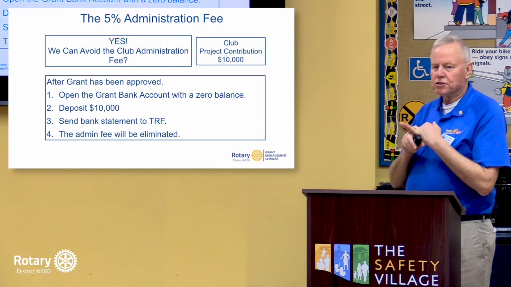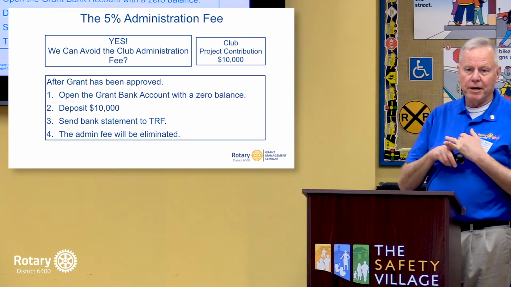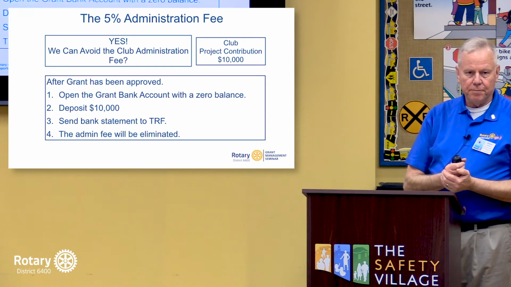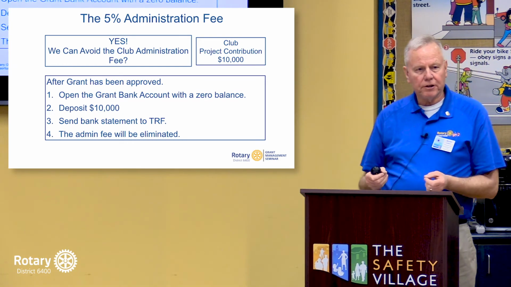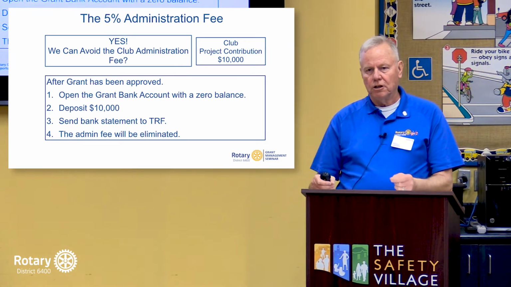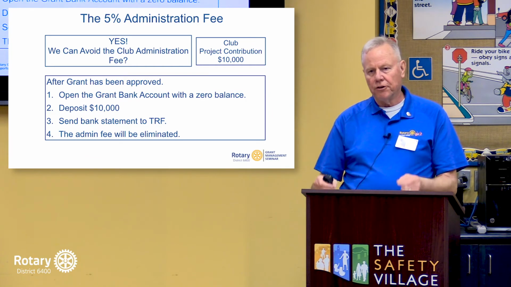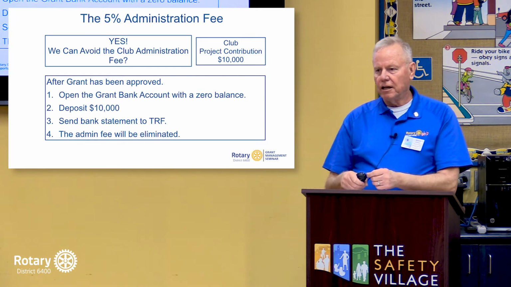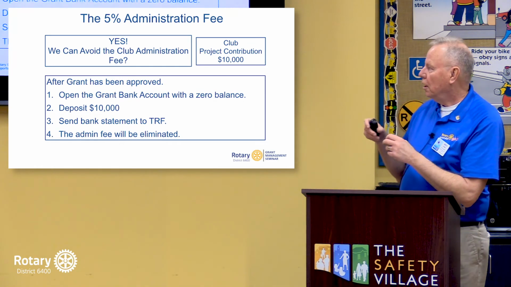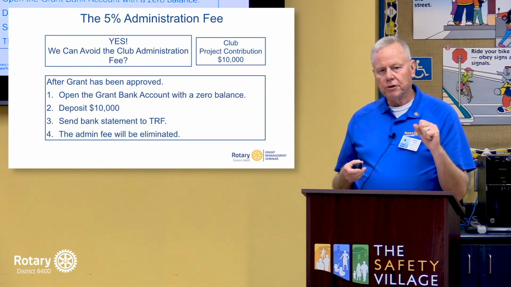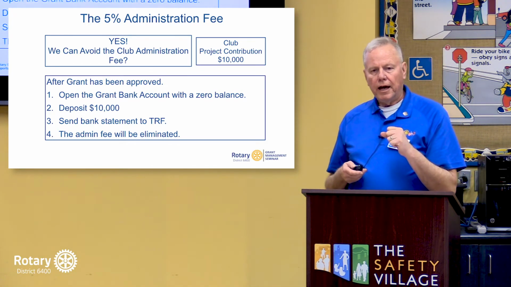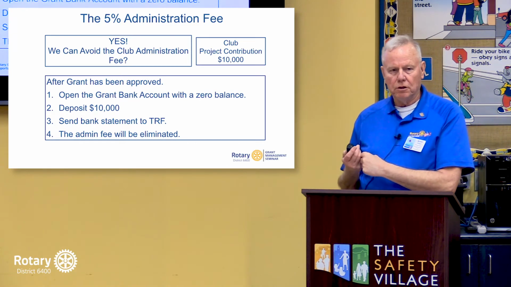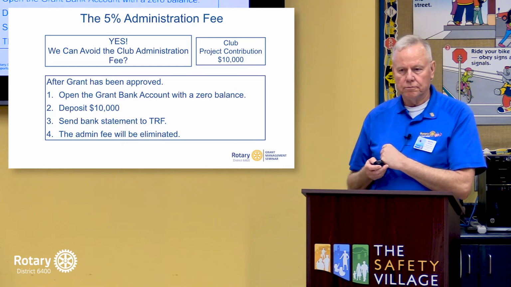grant, once it's approved, the first thing you have to do, you're going to get an email that says, congratulations, now you have to take care of the banking side. And that's open an account specifically for this grant. You cannot commingle any other money other than the grant money in this separate, segregated account. And so you open that account, it starts out with a zero balance. Any club monies that you want to not have to pay the 5% on, deposit directly into that bank account.